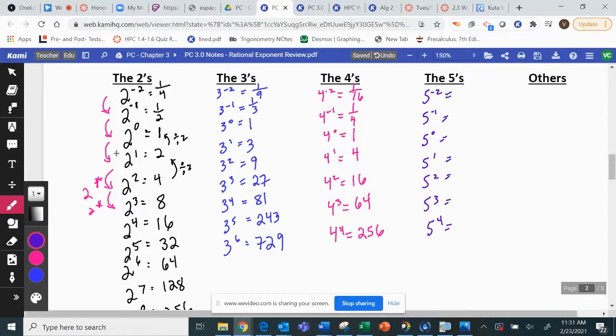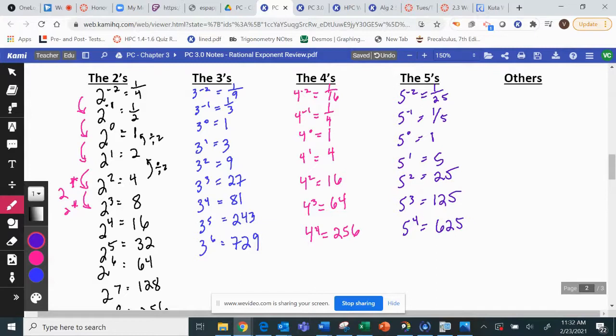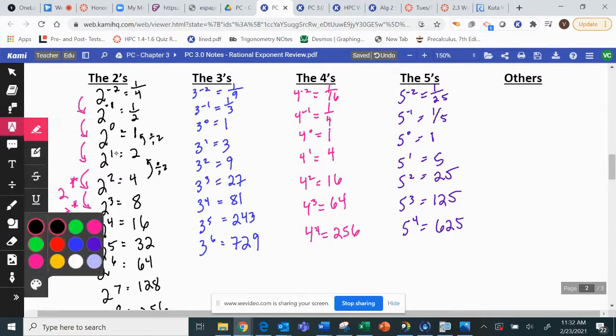So 5 to the first is 5, then 25, 125, and then 625. Going backwards, dividing, I would get 1, 1/5, and then 1 over 25. Some others, let's see, things that come up a lot, 6's. And actually, before I do that, let's just notice a pattern right here.